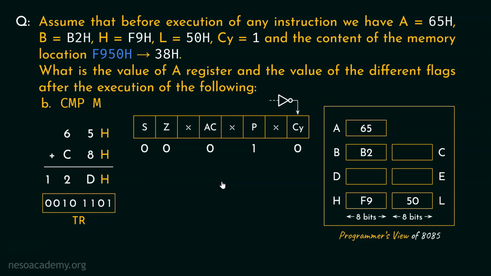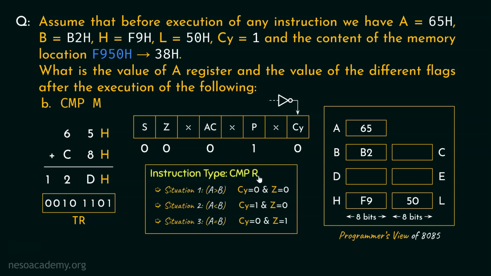Now notice, we executed the instruction CMP M, which falls under the type CMP R. Now looking at the values 65 and 38, which was stored inside the memory location F950, which is currently being pointed by the HL register pair, and we use that location using the indirect register addressing mode, that is M. Anyway, since we are comparing two values, we are supposed to check for the flags carry and Z. Now in this particular case, the carry flag is reset. What about the Z flag? It is also reset.